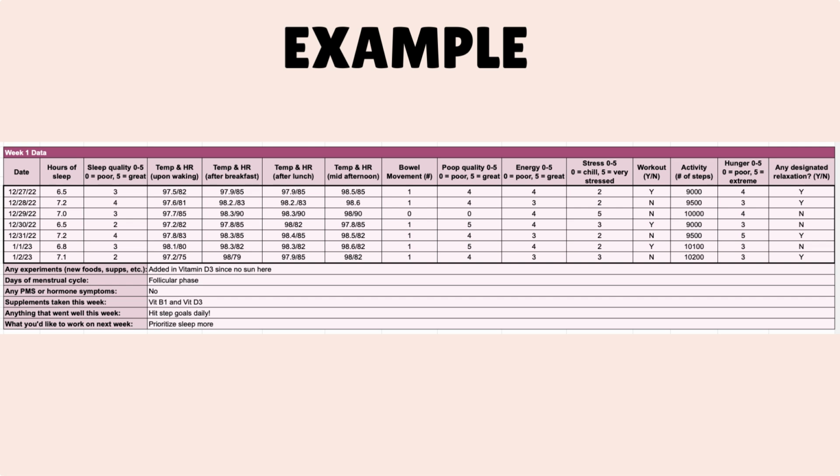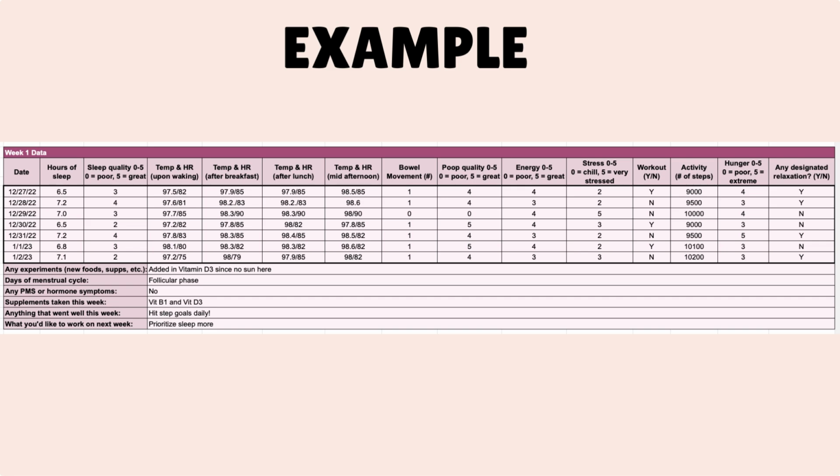And then these rows down here. Any experiments that you did for the week. This example was adding in vitamin D3 since there's no sun in the winter around here. And you can also record information about where you're at in your menstrual cycle, because your body temperature will vary a little bit throughout your menstrual cycle. You can also track any additional hormonal symptoms that you were experiencing that week and your supplement list. So, this example had vitamin B1, and then added in that vitamin D3.